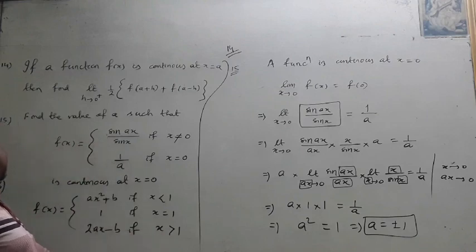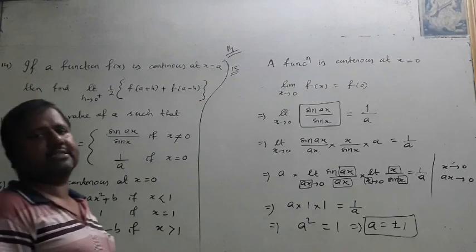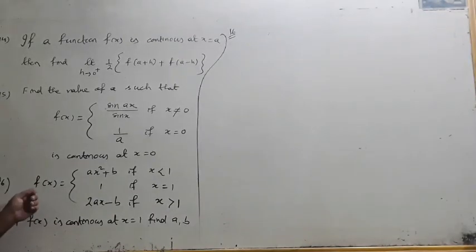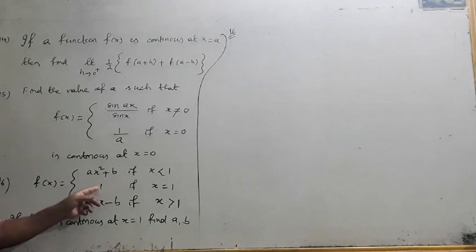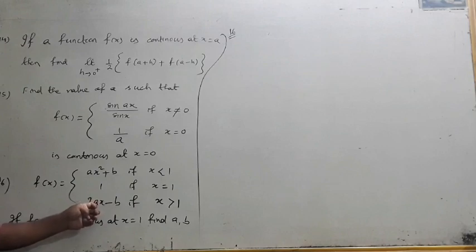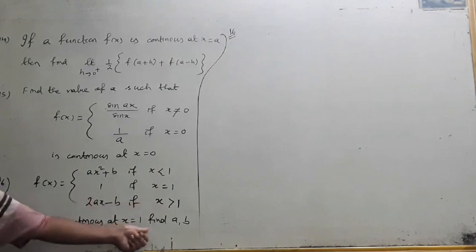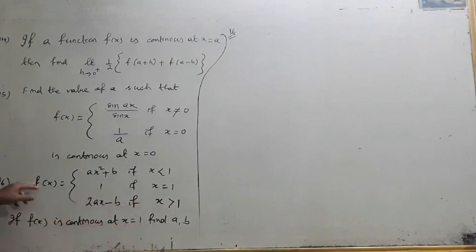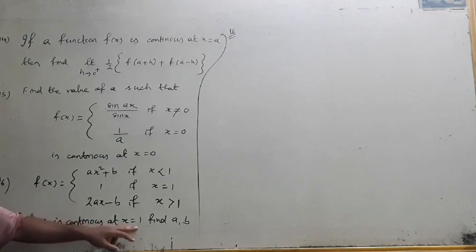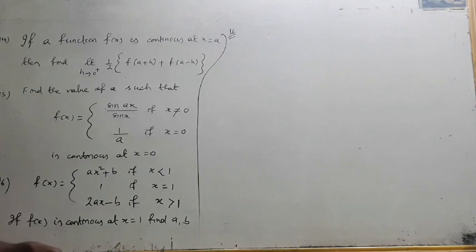Okay? Next, number 16. Look at this question. Here f(x) is ax square plus b for x less than 1, 1 when x is equal to 1, 2ax minus b for x greater than 1. I am extremely sorry, I had not written this line, and now I am writing the function. It is given that the function f(x) is continuous at x is equal to 1. Then find the value of a and the value of b.